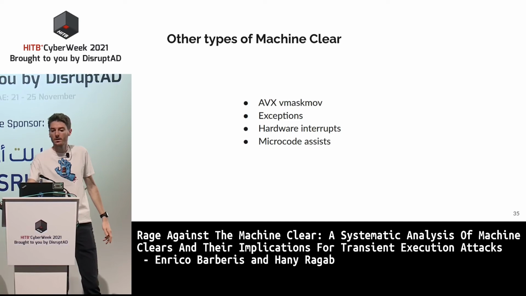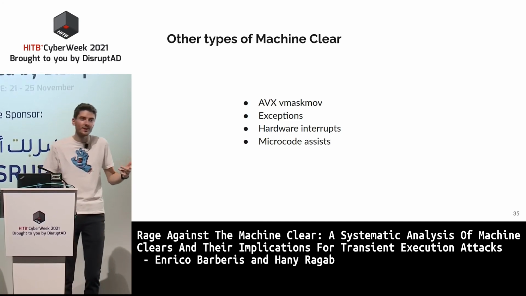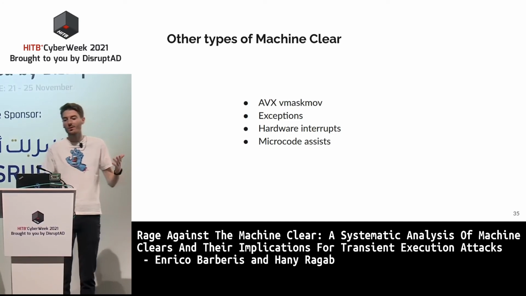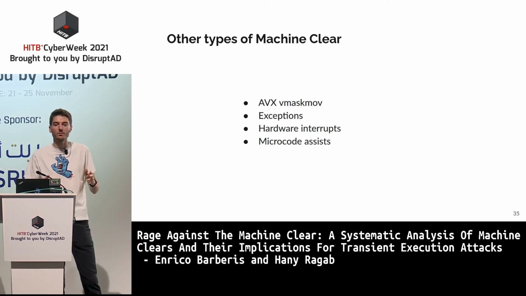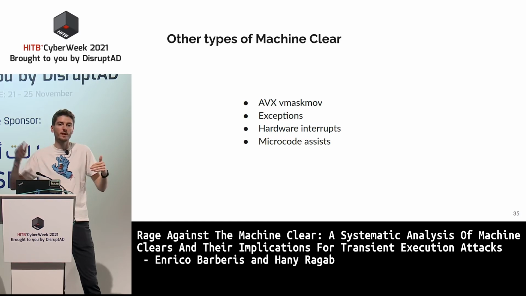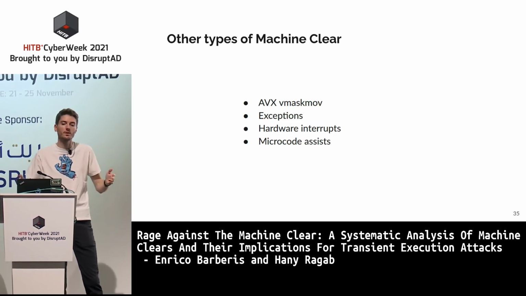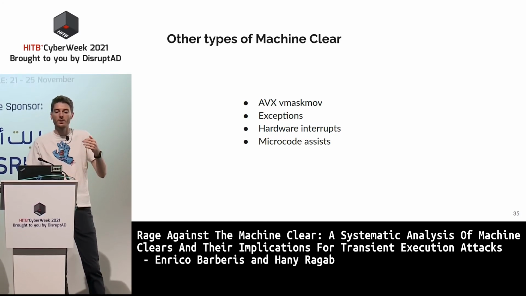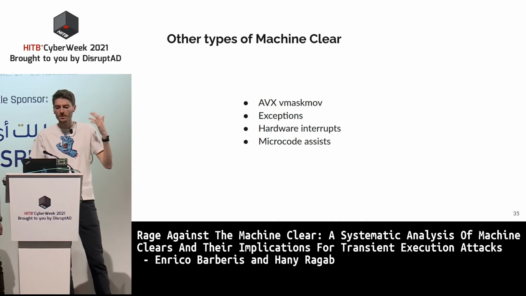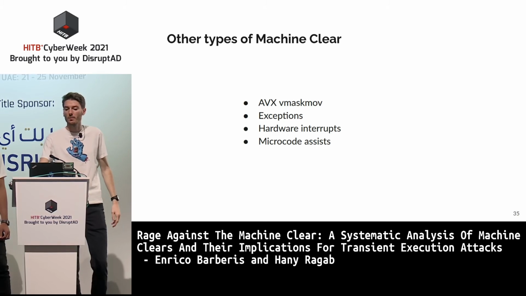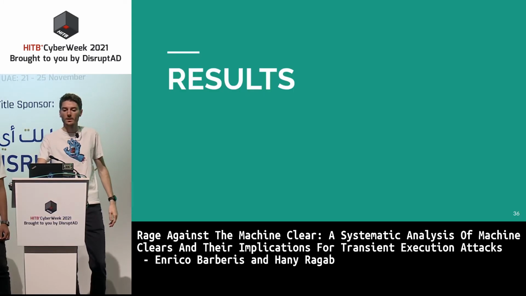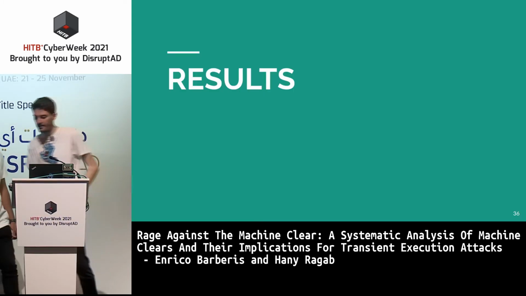Now, I know four is already a lot, but in our paper there are even more, if you want to know about them. There are other strange conditions where the processor must stop, flush the entire pipeline, and continue from the correct path. For example, exceptions, and we have interrupts. There are many other types of microcode assist, but for that, please have a look at our paper. And now, back to Hany.